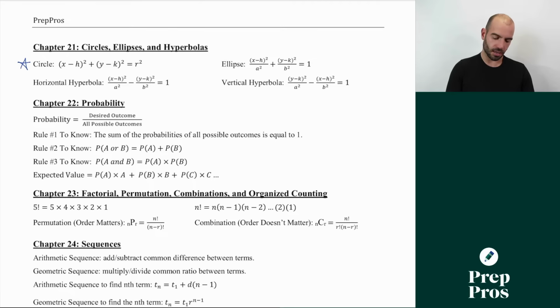Circles, everyone's got to know this. So remember, for a circle, our equation is (x minus h) squared plus (y minus k) squared equals r squared. Circles are pretty common in the ACT. Definitely make sure you have this one memorized.